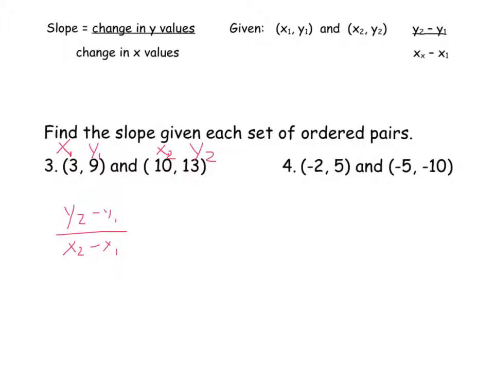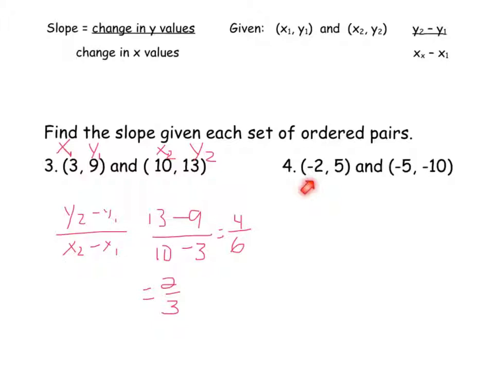My y sub 2 is 13, so I'm going to put a 13 minus y sub 1, which is 9, over x sub 2, which is 10, minus x sub 1, which is 3. 13 minus 9 is 4. 10 minus 3 is 6. So my slope is 4/6. So I'm going up 4 for every 6 x's. But we can reduce that to 2/3.